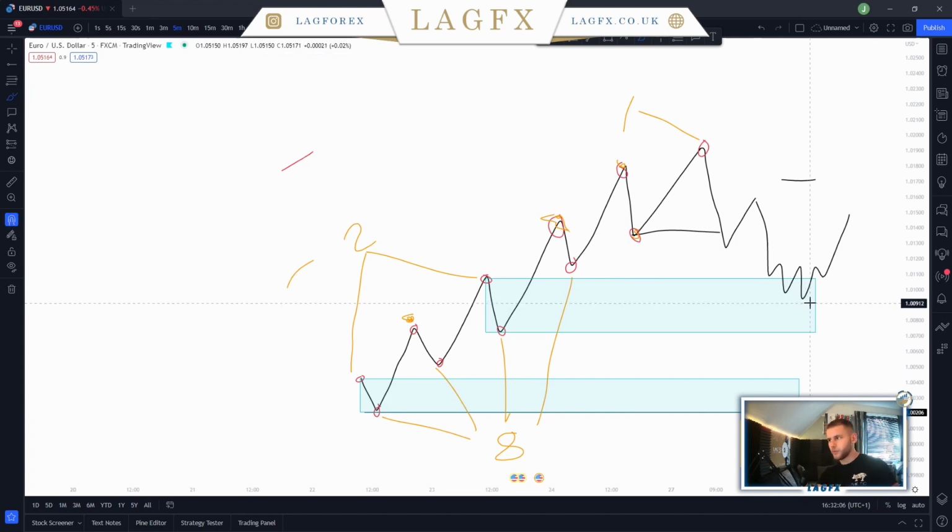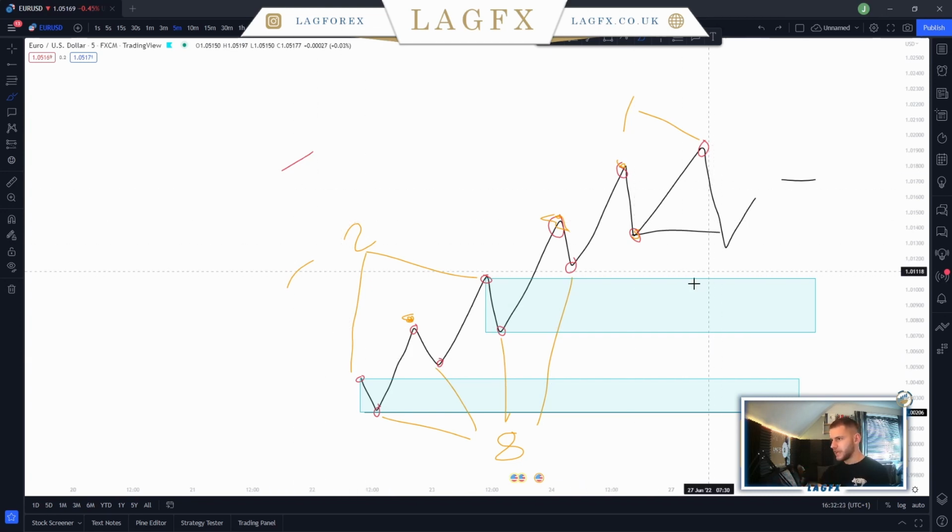Now, the reason why I said if we were to tap in this zone is because if you think about this, if we were to tap this and continue higher, we're then leaving this zone unmitigated, and we're carrying on higher while still having this one lot down here, which is going to create some pressure to the downside.